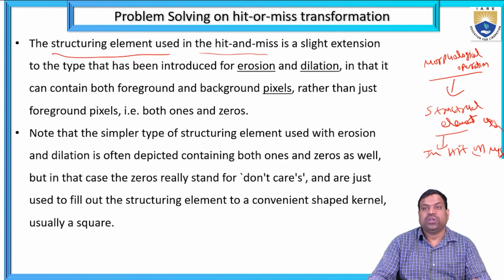The structuring element used in the hit or miss transform is a slight extension of the type that has been introduced for erosion and dilation. In that, it can contain both foreground and background pixels, rather than just foreground pixels, that is, both ones and zeros. The simple type of structuring element used with erosion and dilation is often depicted containing both ones and zeros as well. But in that case the zeros really stand for don't cares and are just used for filling the structuring element to a convenient shape of kernel.